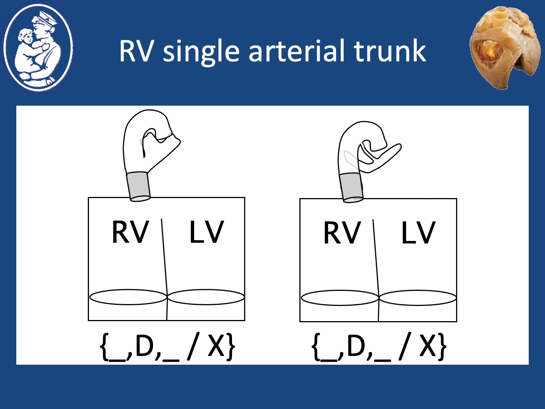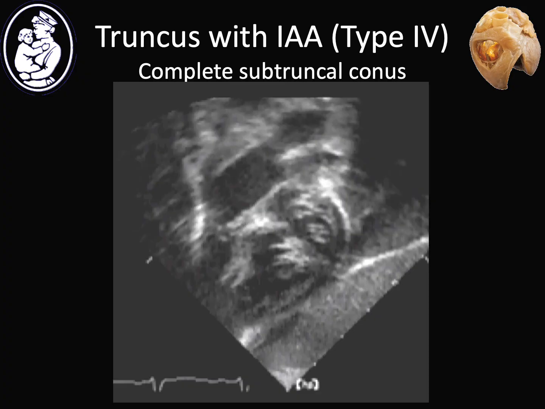This can occur either in cases of pulmonary atresia, as illustrated on the right side, or in rare cases of truncus arteriosus. The echocardiogram here illustrates a case of truncus arteriosus with interrupted aortic arch, or a type 4 truncus, with complete subtruncal conus.